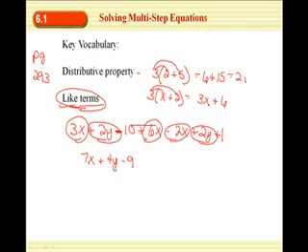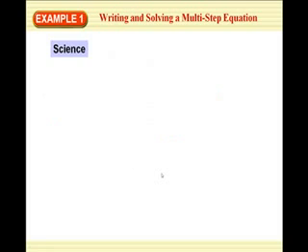We couldn't go any farther because there aren't any more like terms, so we have our x's and our y's right there. They don't work out. So that's as far as you could go with the example that I just gave you. So let's see what we're doing as far as examples.